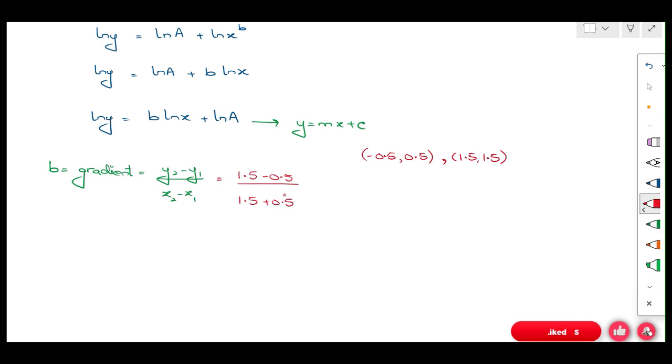Okay, so from 1.5, if you take away 0.5, we are just left with 1. And here in 1.5, when we add 0.5, we have 2. So 1 by 2, the b value here is 1 by 2, right? Okay, so we got the b value. From here we can say b is 1 by 2.